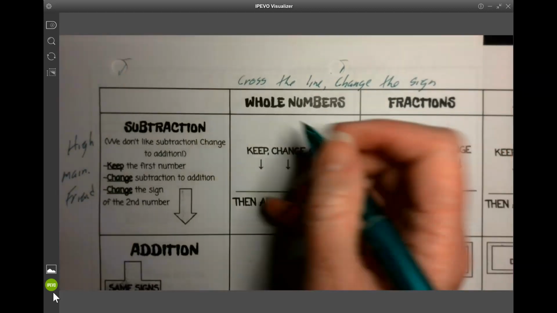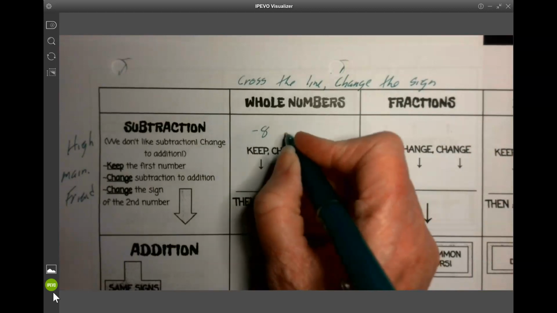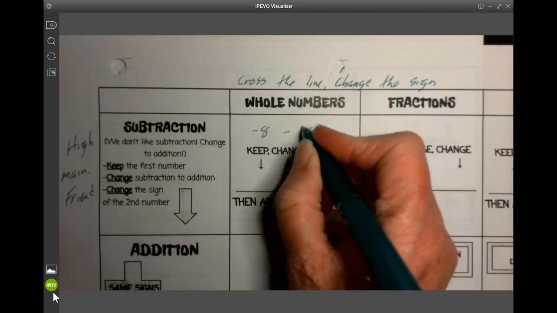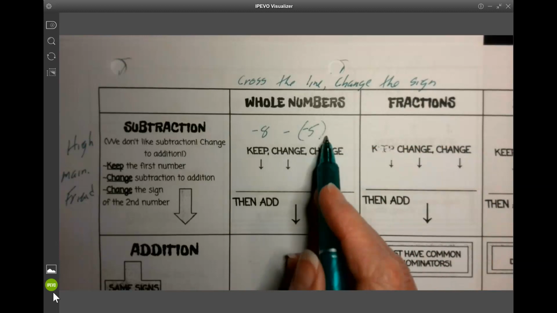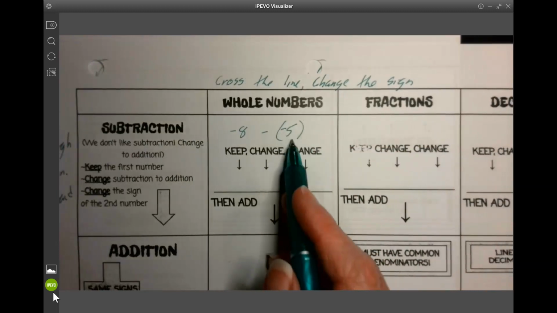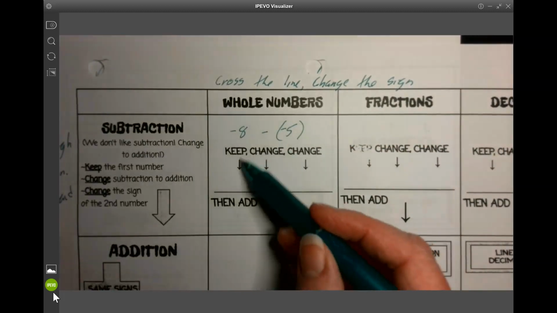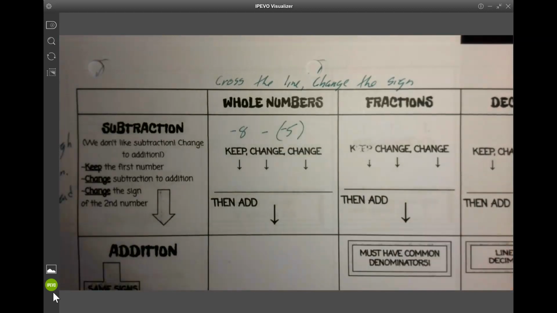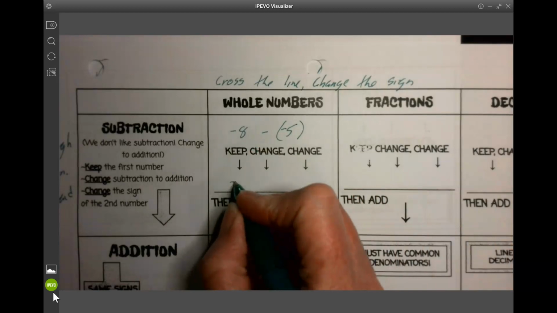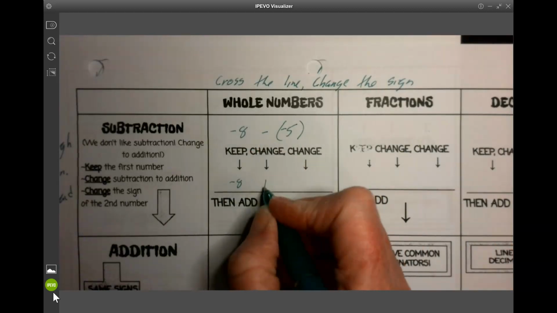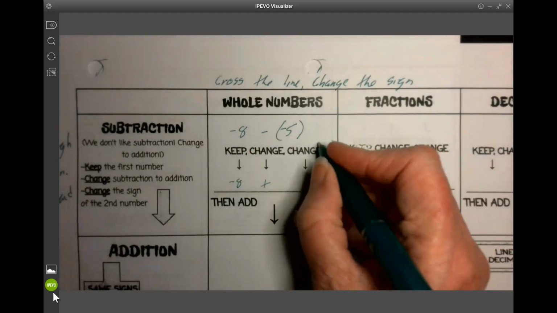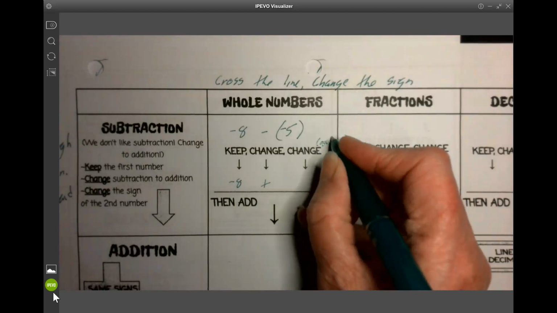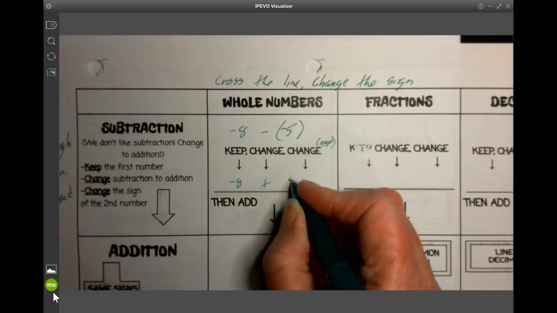So let's take a problem. We have -8 minus -5. And again, we put that in parentheses so it's clear what is actually happening. So the way this teacher explained it is that you keep change. Okay, so let's look at what they did. -8. Subtraction changes to addition, and this changes to its opposite. So it'd be a +5.